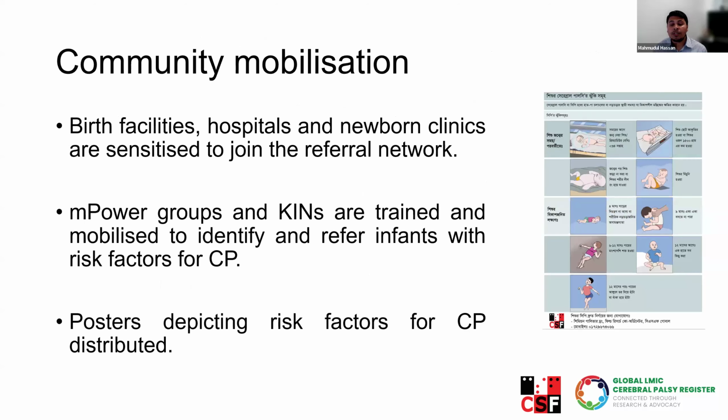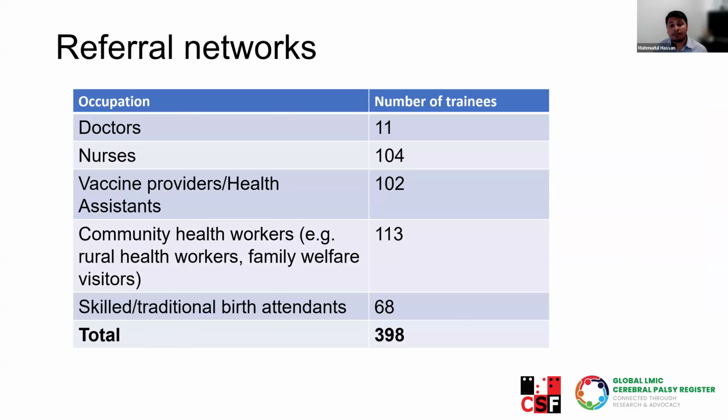As part of the community mobilization, birth facilities, hospitals, and newborn clinics are sensitized to join the referral network. Additionally, empower groups and key informant networks are trained and mobilized to identify and refer infants with high risk for CP. Furthermore, posters or flyers depicting risk factors of CP are distributed to raise awareness and to support the early identification effort. To date, we have trained 398 potential stakeholders, including doctors, nurses, vaccine providers, community health workers, and birth attendants.